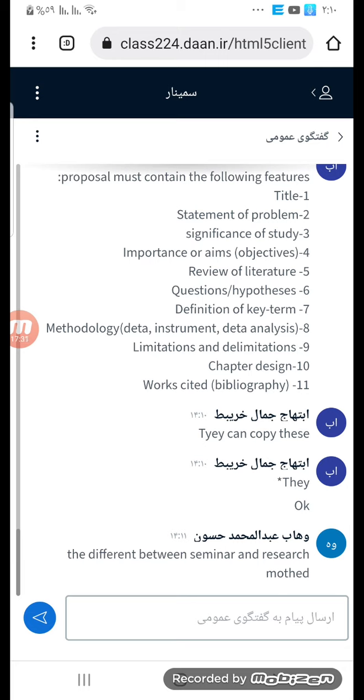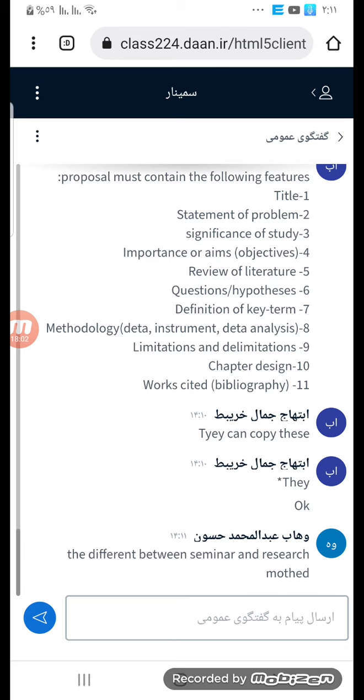No, Wahab, not research method. That one also is not good. That is methodology. You should ask your question in this way. What is the difference between seminar and thesis? What is the difference between seminar and dissertation? What is the difference between seminar and a proposal? What is the difference between seminar and article?